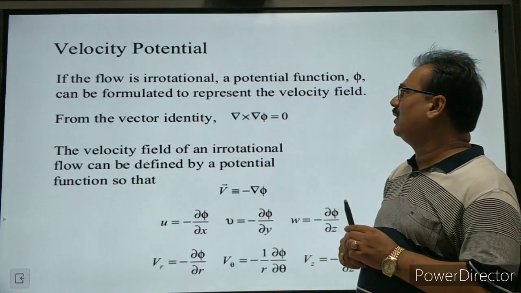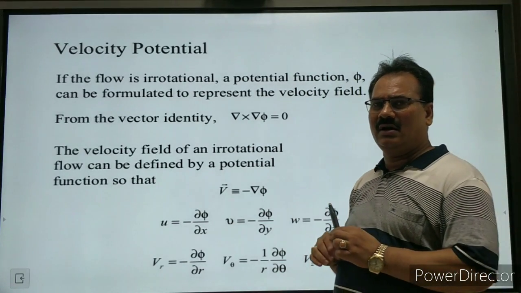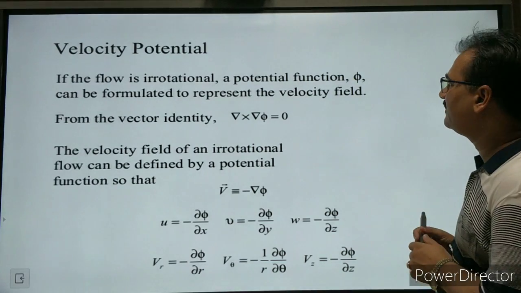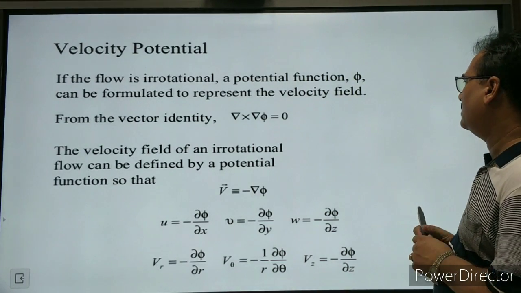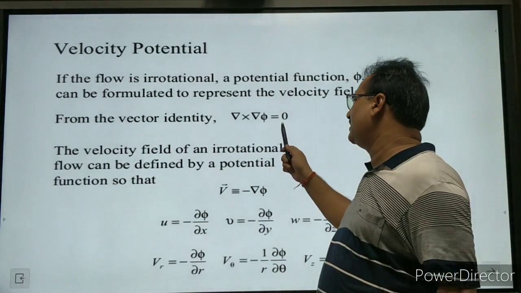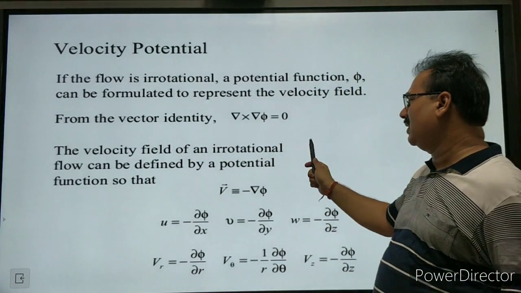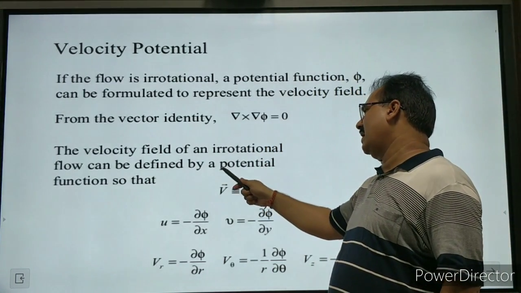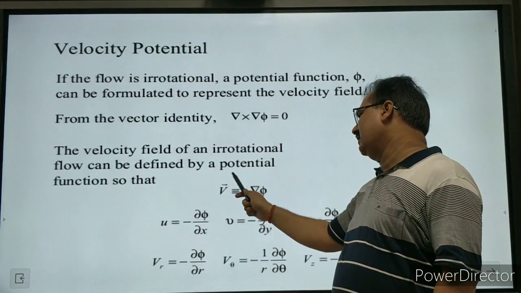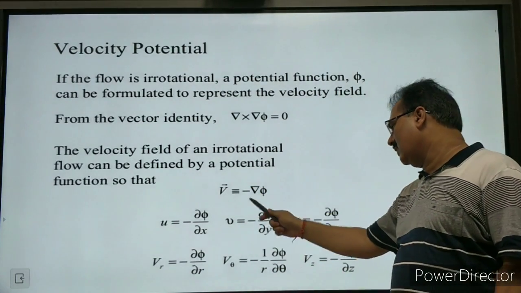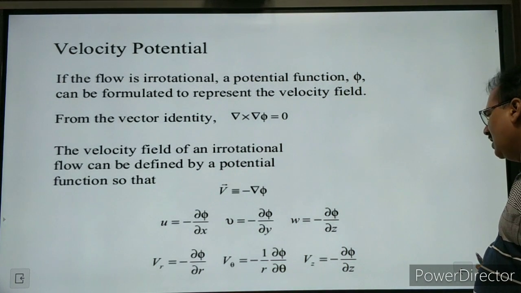So what is the meaning of velocity potential? This is covered in this portion. If the flow is irrotational, a potential function phi can be formulated to represent the velocity field. From the vector identity, del cross del phi is equal to 0. The velocity field of an irrotational flow can be defined by a potential function, so that v bar is equal to minus del phi. And you know the meaning of it and how we can develop the partial derivatives.